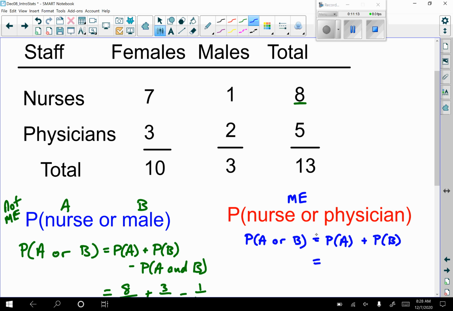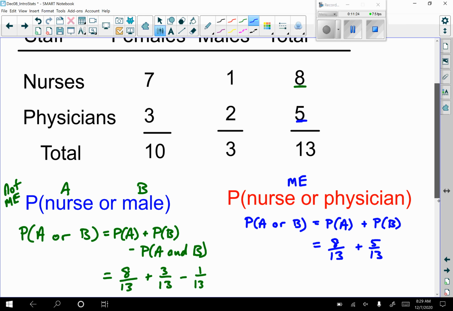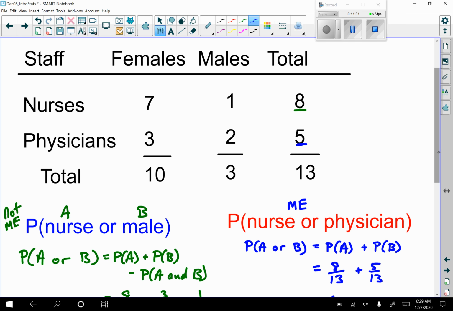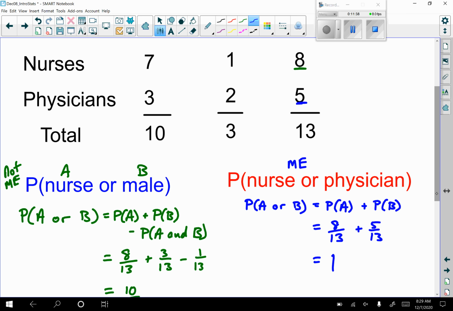All right, so the probability of getting a nurse, again, is going to be 8 out of the 13. And the probability of getting a physician is going to be 5 out of the 13, which gives us 13 out of 13, or 1. And does that make sense? Because the staff is made up of only nurses and physicians, so the probability of getting one or the other is going to be 100%. But again, we're just trying to use the formula here, the addition rule, to help us out. There was no need to subtract in this case.